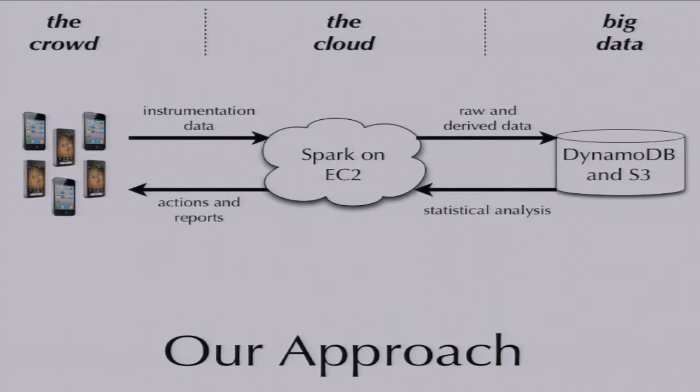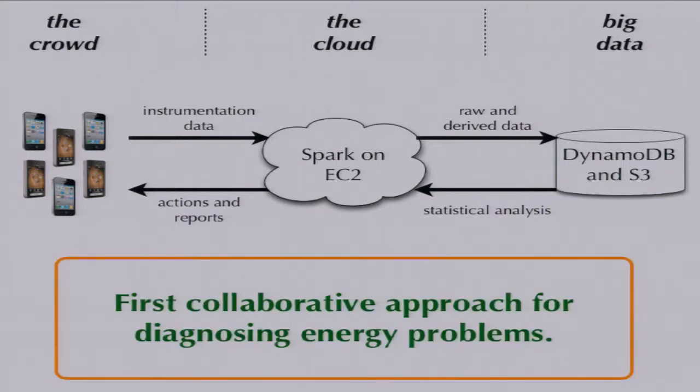And these actions and reports answer exactly the questions that we posed earlier. What's using up the battery, whether or not that's normal, and what users can do about it, as well as some other things. So as far as we're aware, this is the first collaborative approach to diagnosing these kinds of energy problems. And the fact that it's collaborative is important because if it's not collaborative, you fundamentally can't answer questions about whether something is normal. So that's something that we can do that, as far as we're aware, no one else can.